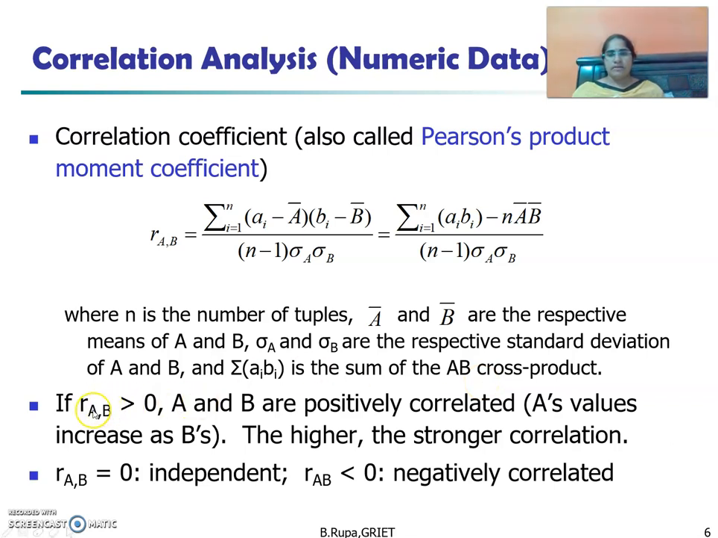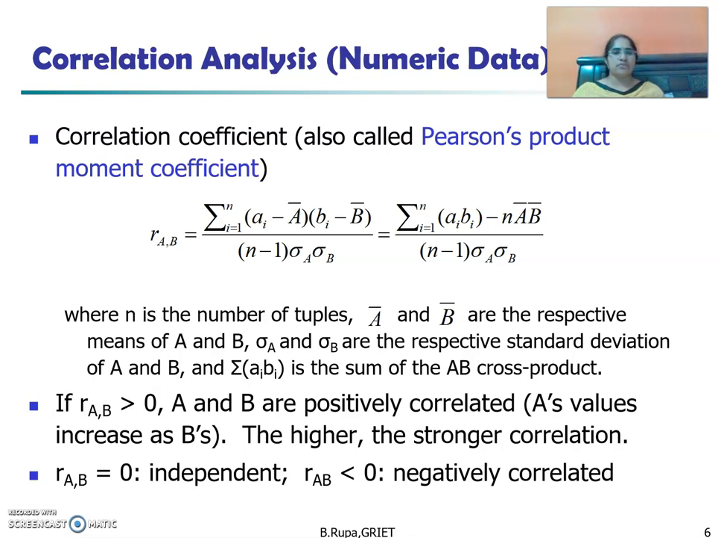If the correlation coefficient of A,B is greater than 0, A and B are positively correlated: A's values increase as B's values increase. The higher the value, the stronger the correlation. If the correlation coefficient of A,B is equal to 0, they are independent. If it is less than 0, they are negatively correlated. We apply all the values and check whether the correlation coefficient is 0, greater than 0, or less than 0. If it is less than 0, they are negatively correlated; equal to 0, both variables are independent; greater than 0, both are positively correlated.